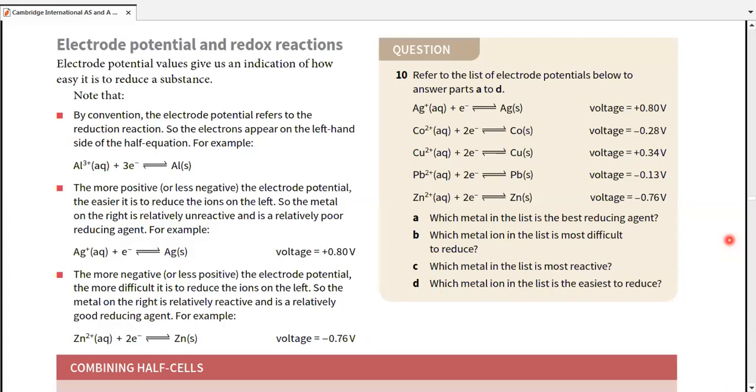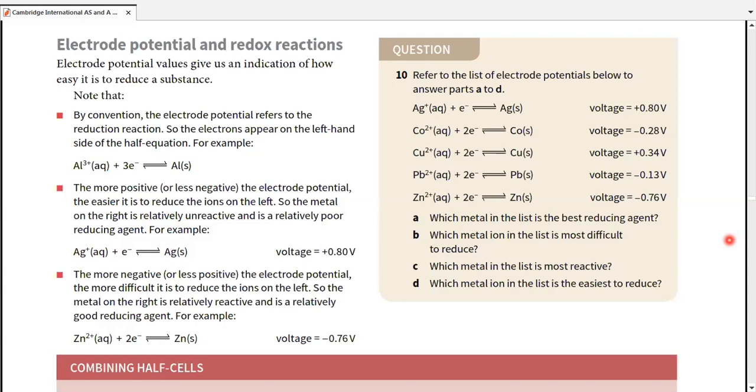Sorry, what did you just say? D: which metal ion in the list is the easiest to reduce? Oh, your silver question is different. Sorry, I didn't realize that. Yeah, D. Which metal ion in the list is easiest to reduce? So that is the silver ion. Why are you saying that? Because it has the most positive voltage, and more positive means it is a better oxidizing agent. Or easier to reduce, right? Yes, easy to reduce, sir.